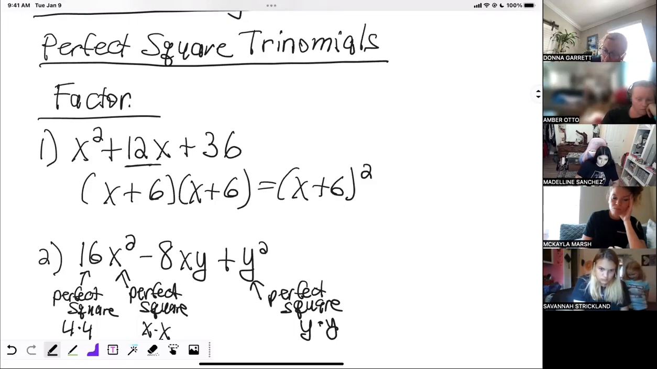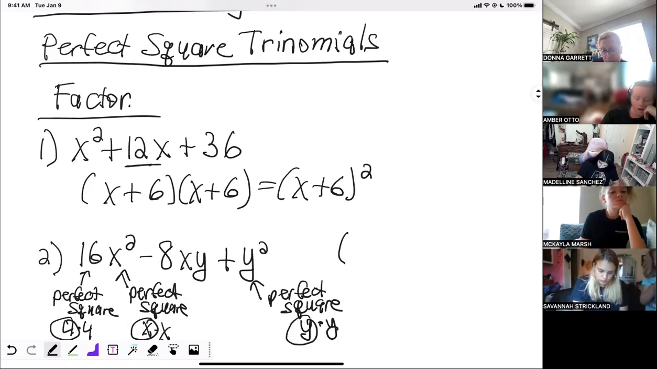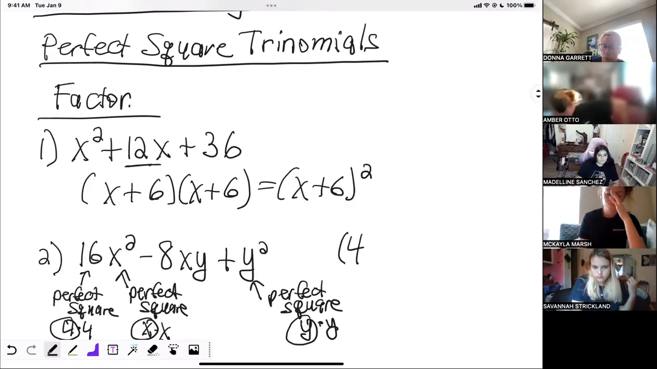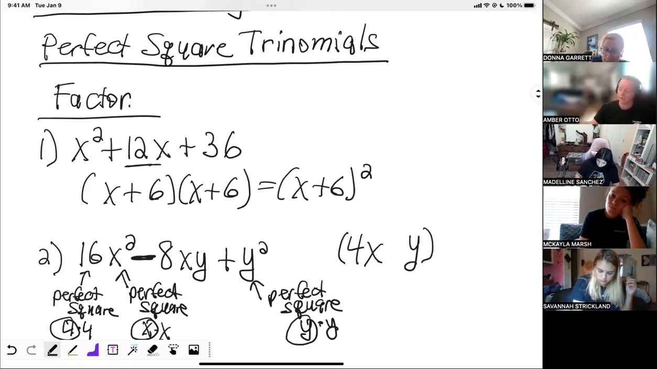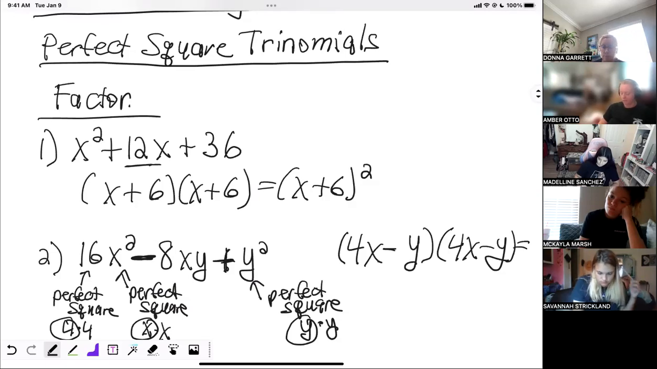So if I were to factor this, I'm going to think of these numbers right here. What number multiplies by itself to be 16? 4. What number multiplied by itself, or its variable multiplied by itself, is an x squared? x. Y times y is y squared, y. I know I have a minus and a plus, which means it's going to be minus and minus, and the two are identical. They're perfect squares, which I can then write as 4x minus y, the whole thing squared.